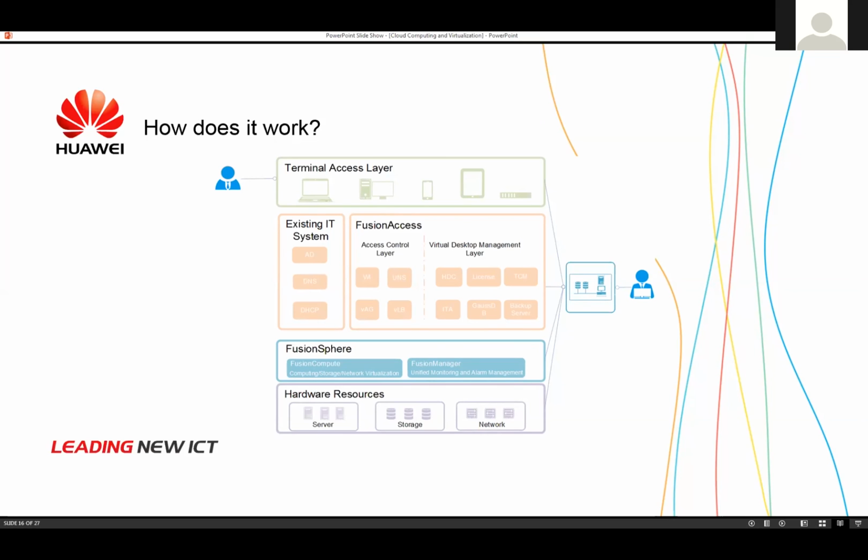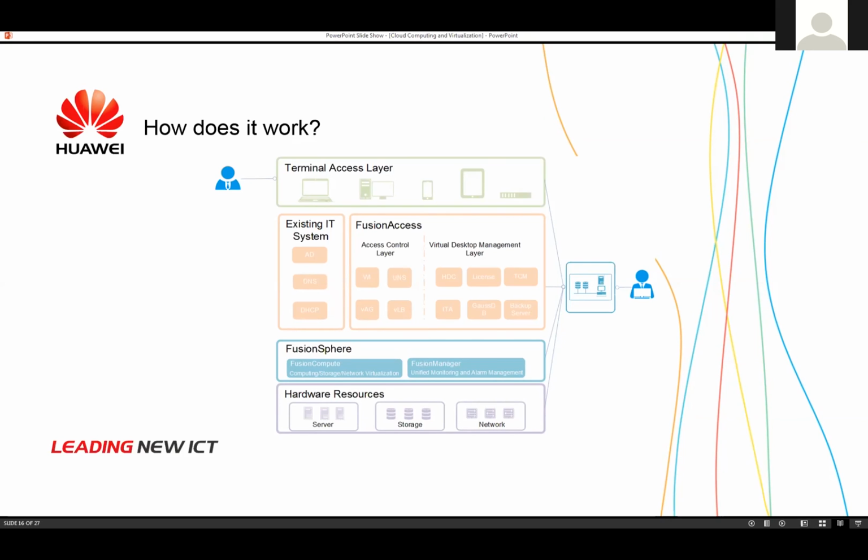The Huawei Fusion Access desktop solution consists of Fusion Access and Fusion Compute. Fusion Access is the desktop management software that consists of the access control layer, virtualization application layer, virtual desktop management layer, and service operation platform. It provides a graphical user interface portal for administrators of carriers or enterprises to quickly provision, maintain, and reclaim virtual desktops. It also implements elastic virtual resource management, improves resource utilization, and reduces costs.